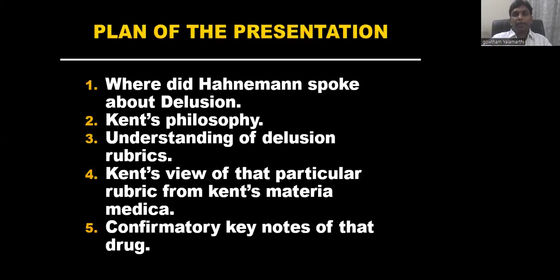Today my plan of presentation is like this: where Hahnemann spoke about delusions, Kent's philosophy, understanding of delusion rubrics, Kent's view of that particular rubric from Kent's Metallicum, and confirmatory keynotes of that track. So this is how I am presenting today.